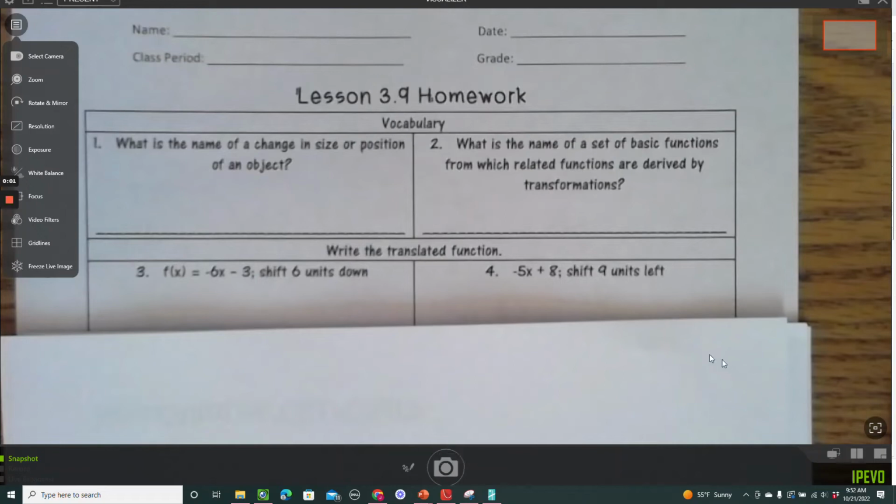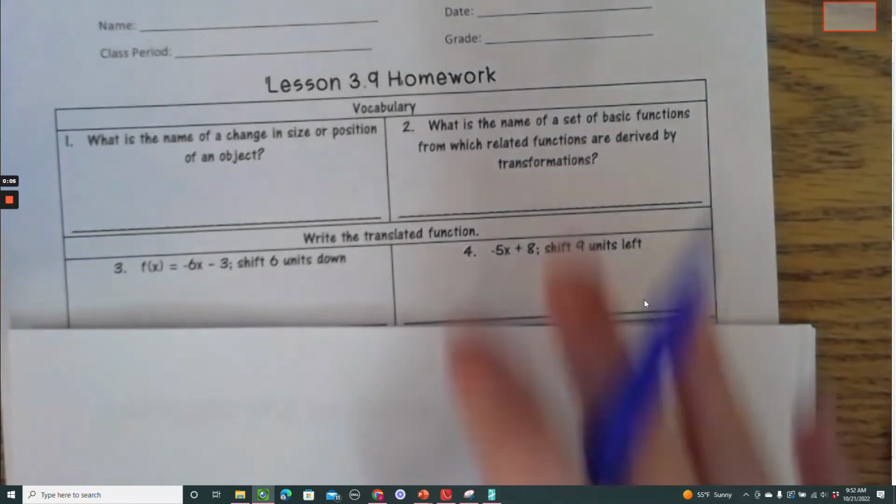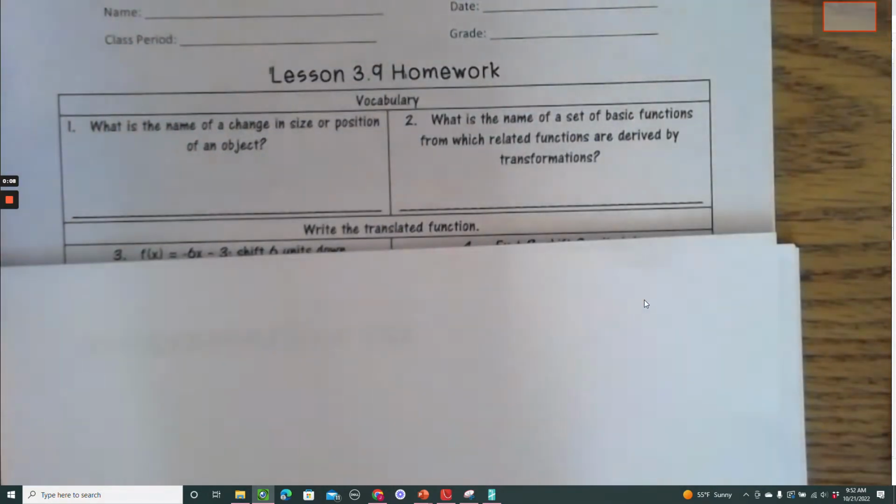This video is for the lesson 3.9 homework. Today, the transformation we're looking at is called horizontal shifts and vertical shifts. And it's a translation. Shifting things left and right, shifting things up and down.